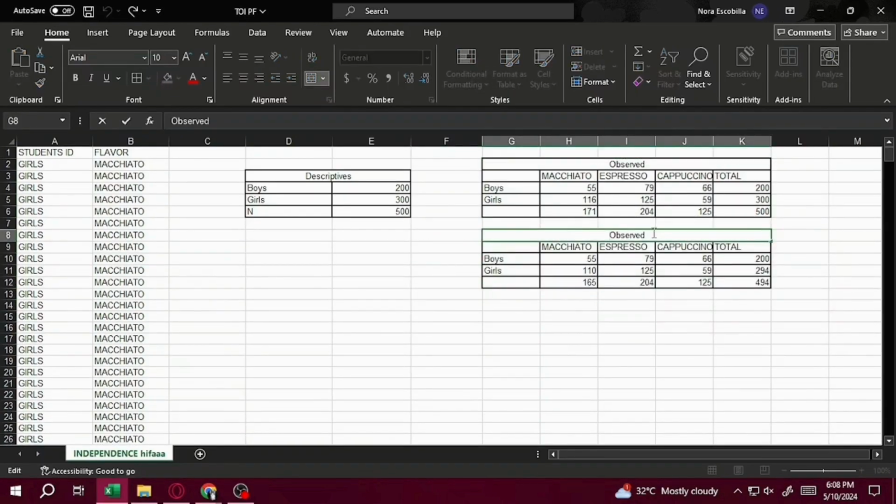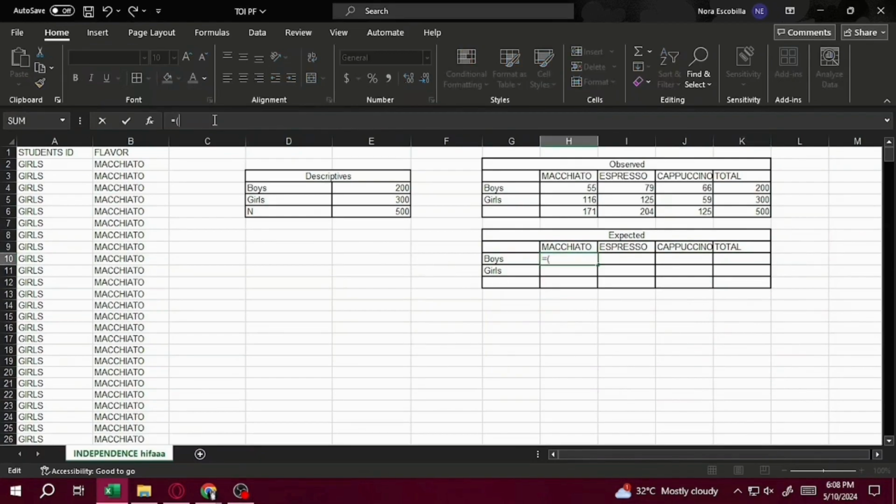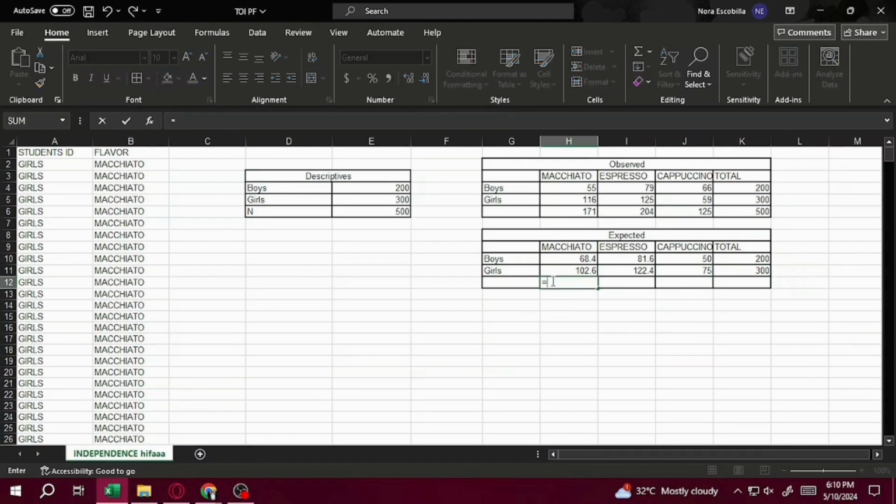So let's create our expected table. Copy the table and remove all the values from the observed table to get our expected values. We should follow the formula: row total multiplied by the column total divided by the grand total. For example, 200 multiplied by 171 divided by 500. So we get 68.4, and we will do the same for the other values. So now we are complete with the expected table.